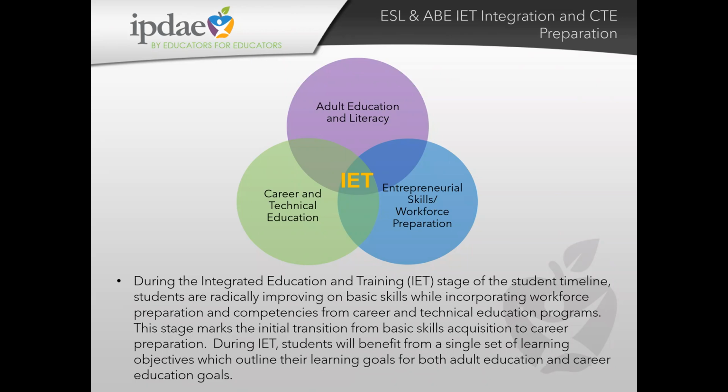During IET, students will benefit from a single set of learning objectives, which outline their learning goals for both adult education and career education goals. This single set of goals will encompass basic skills required to succeed in a career and technical education program related to the student's interests and preparing him or her to take entry-level coursework. During this stage, adult educators may implement transition academies to assist with the delineation of learning goals and the creation of a single set of learning objectives.